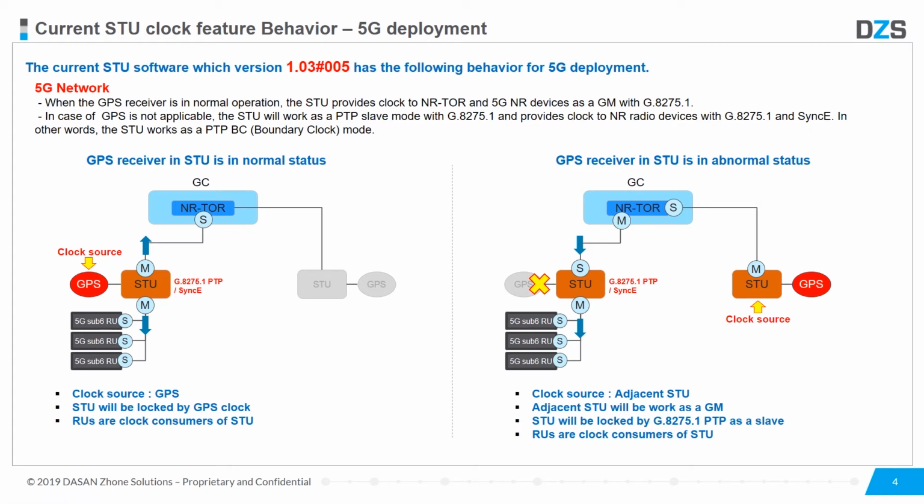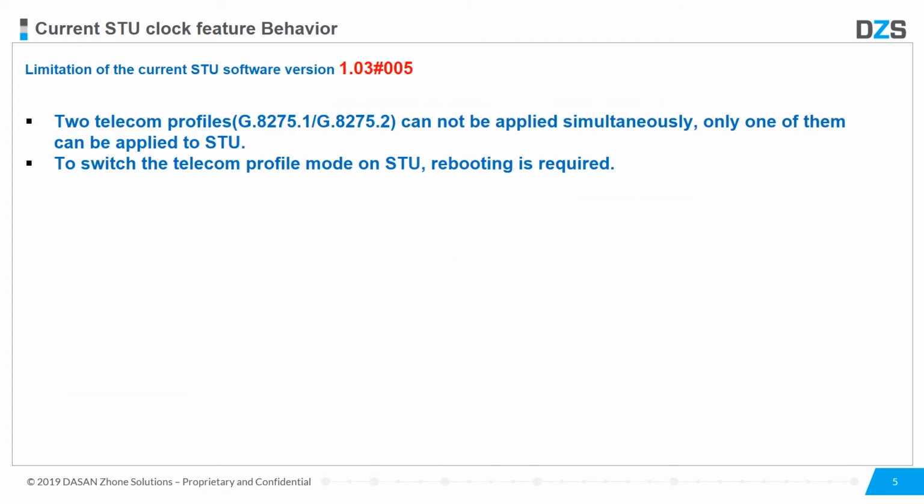At this time, STU will operate in the PTP slave mode of G.8275.1 and use G.8275.1 and SYNC-E. Clock is provided to STUC1216RO for 5G at the bottom of STU. STU operates in PTP boundary clock mode. Move on to the next.